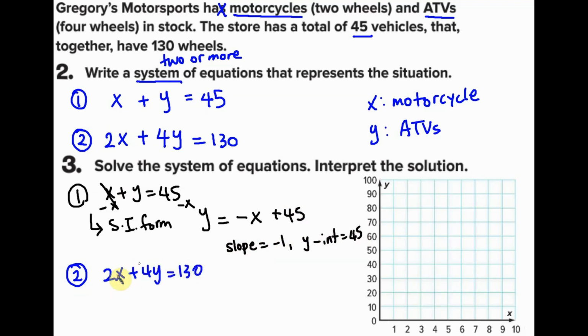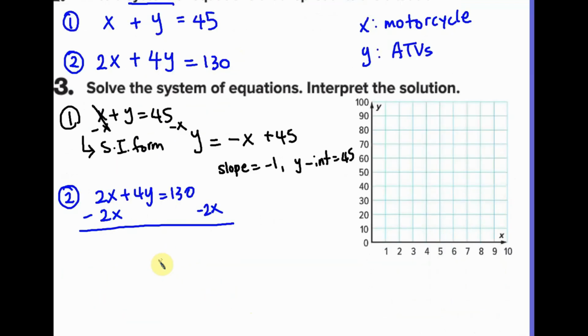The second part is, again, when you have 2x plus 4y is equal to 130, you need to solve for y by first subtracting 2x on both sides. This will make 4y is equal to, again, you can write 130 minus 2x, but since I'm trying to make it y equals mx plus b, we will write the negative 2x first and then plus 130.